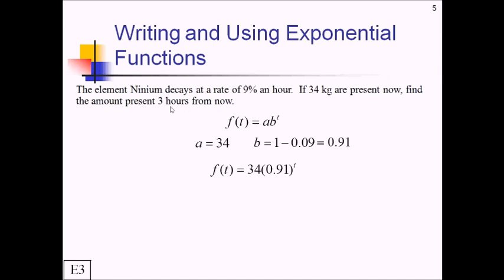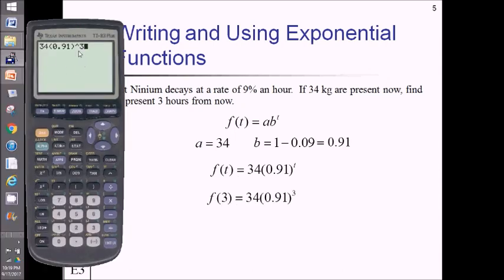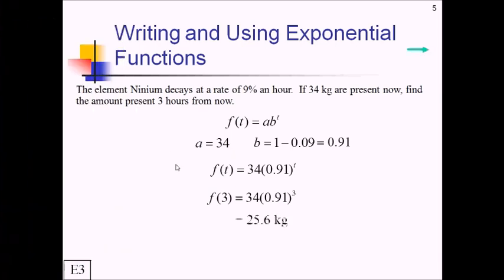Now you have to make sure that the units here match up with your rate of change units. So this is 9% per hour, so for 3 hours we are allowed to plug in the t value 3. But you have to be careful. Every now and then they'll say like 3 days and you have to make that conversion. But here we can just plug in 3. Calculator time. So there we are. Grand total of 25.6 kilograms.